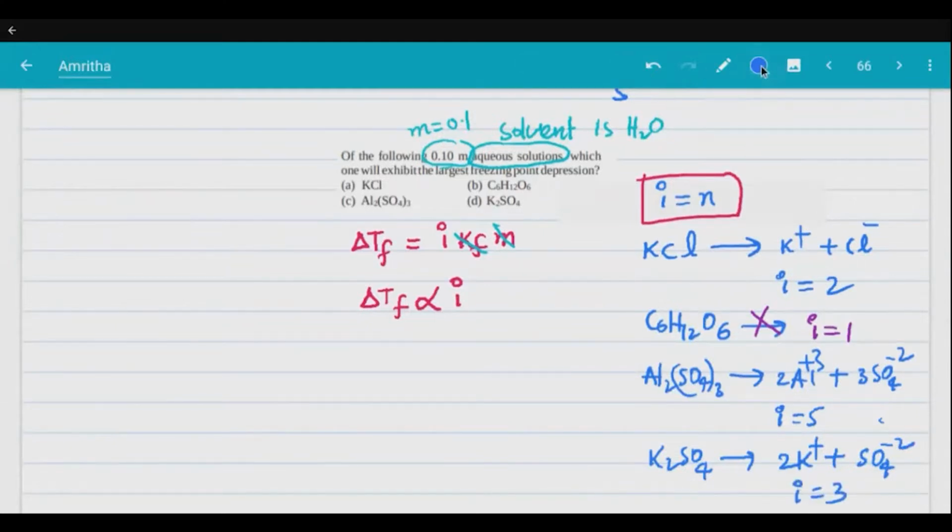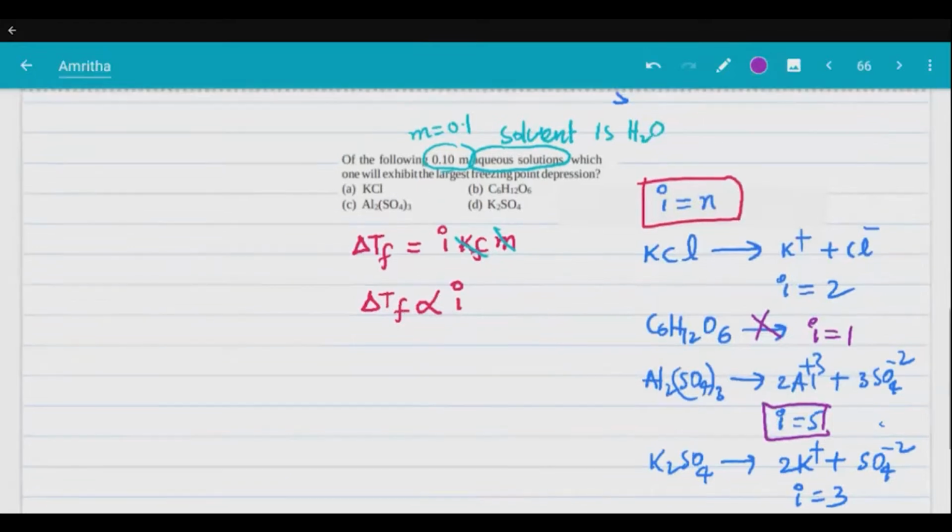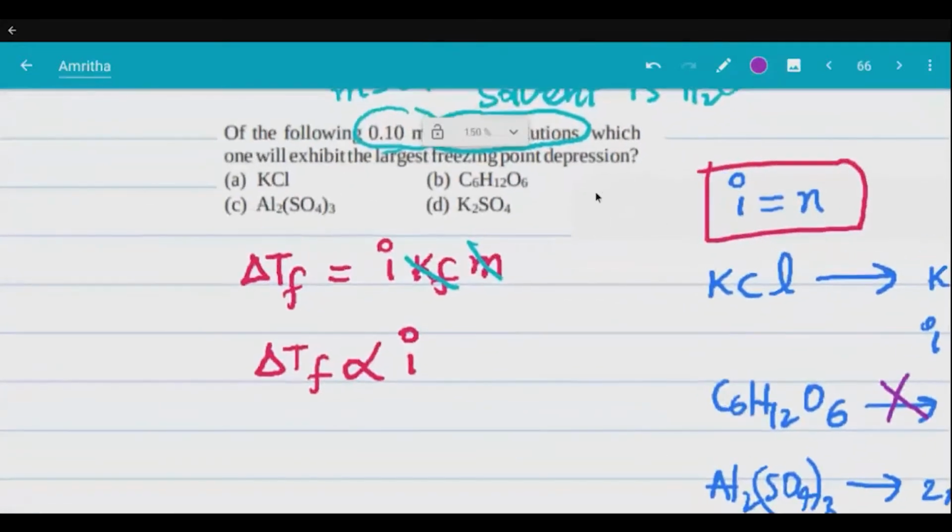So where is i maximum? i is maximum here. i is equal to 5. So if i is maximum, so delta Tf is maximum. Clear? So what is the correct option now? You got the clarity, right? Largest freezing point depression. Where is the difference? Option C.